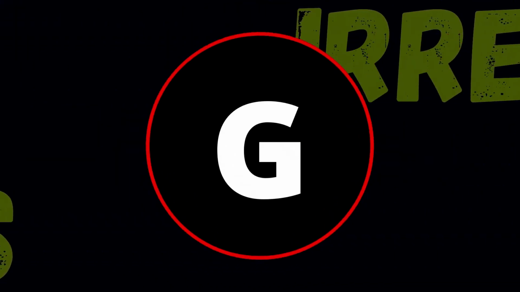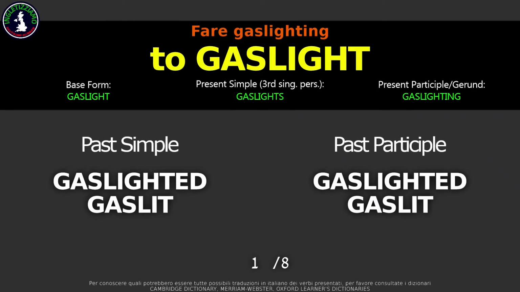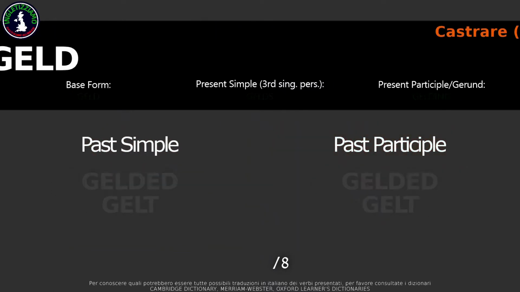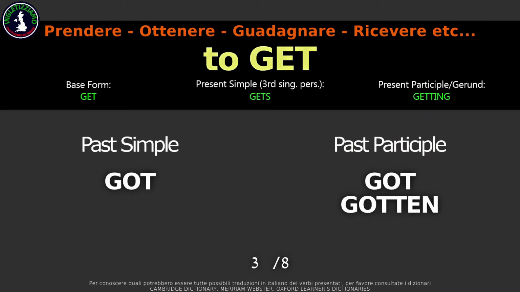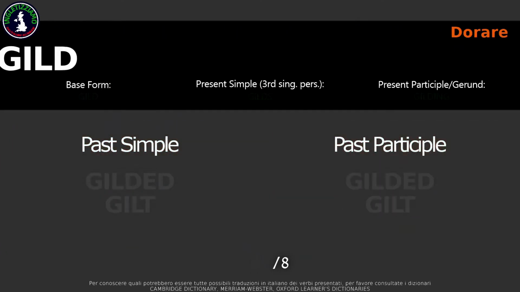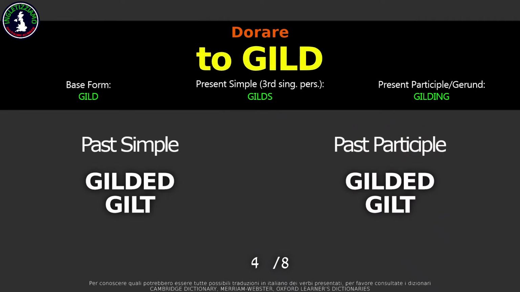Irregular verbs with the letter G. To gaslight, gaslighted or gaslit, gaslighted or gaslit. To geld, gelded or gelt, gelded or gelt. To get, got, got or gotten. To gild, gilded or gilt, gilded or gilt.